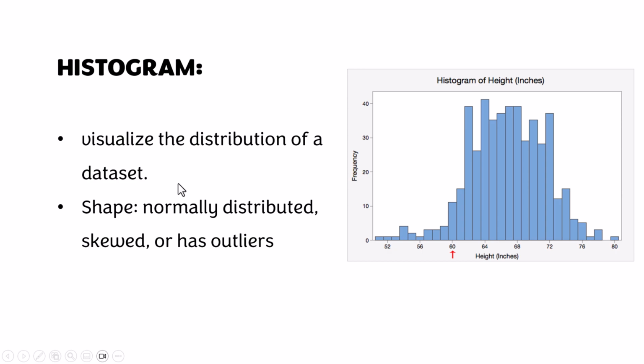We also have histogram, which is used to visualize the distribution of a data set, and also the shape of the histogram speaks a lot about our data. So for example, we have normally distributed data, we have data that are skewed, or from the shape of the histogram we can also determine if our data has outlier.